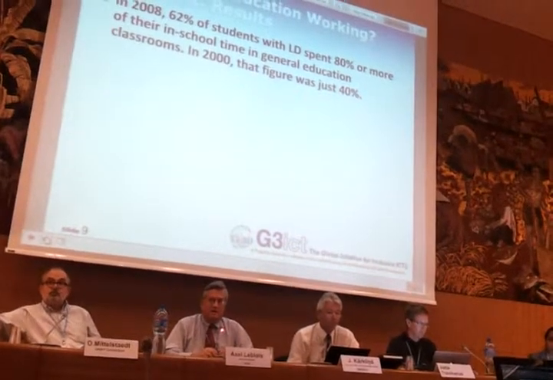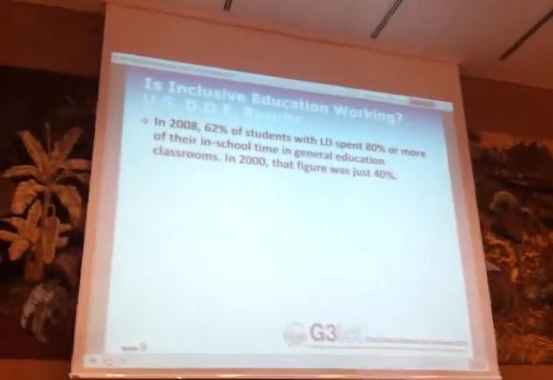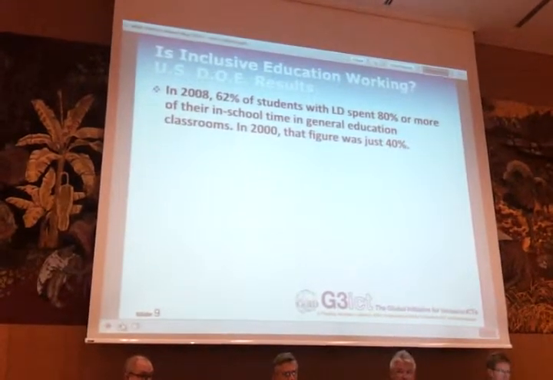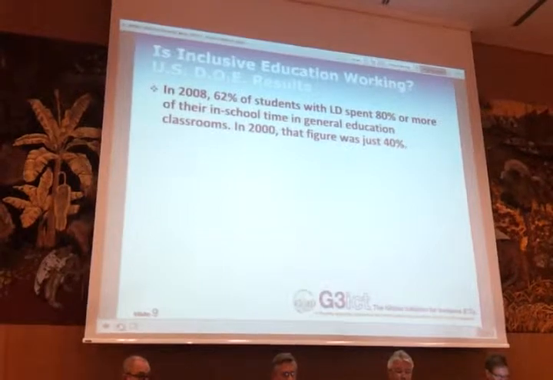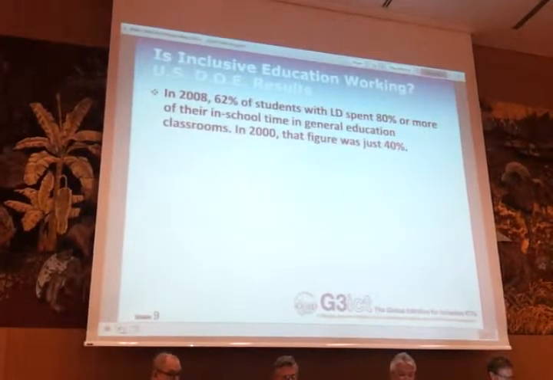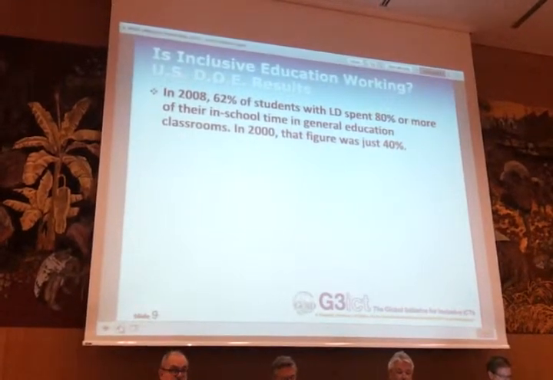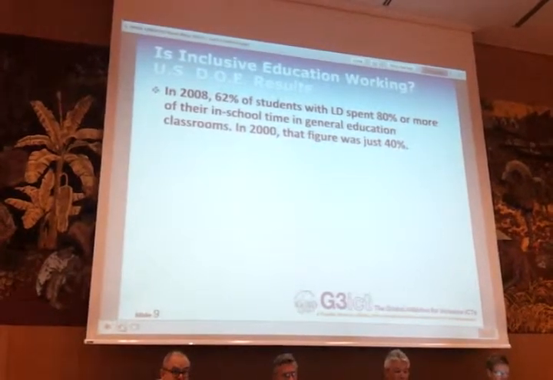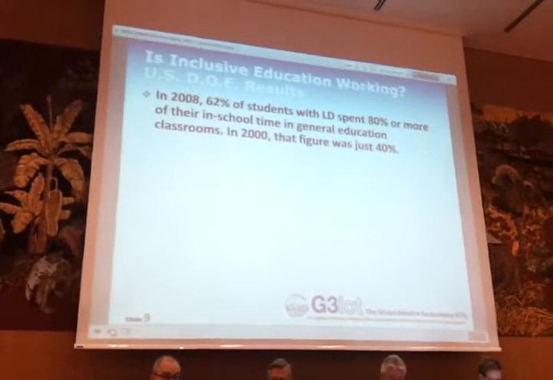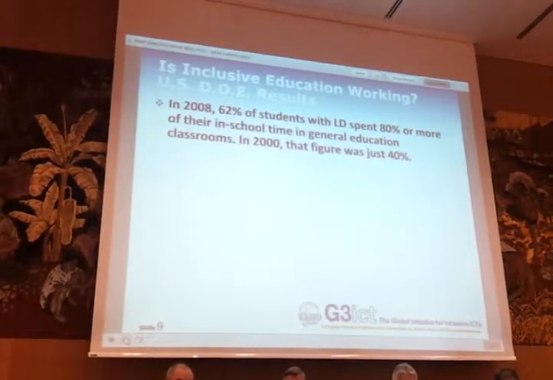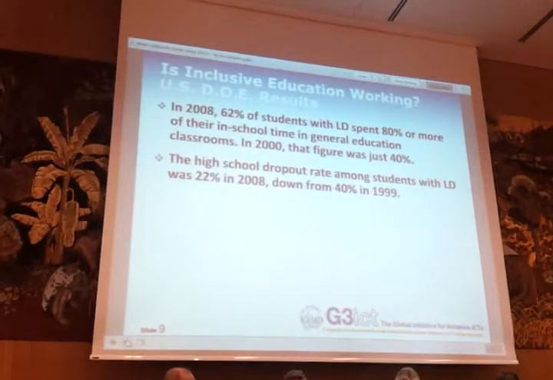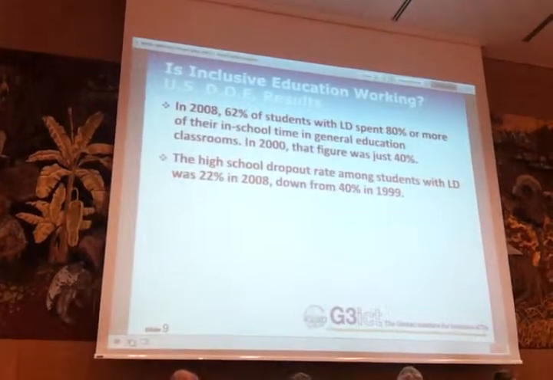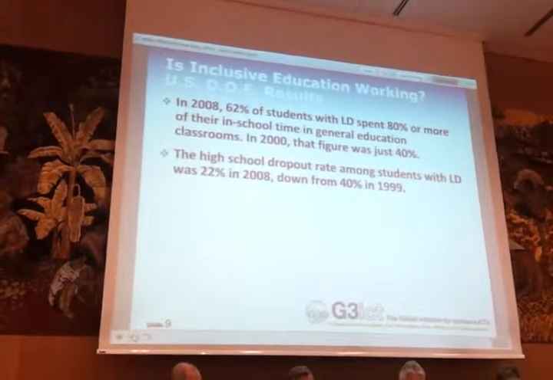Again, let's look at some of the statistics that the Department of Education publishes in the US. In 2008, 62% of students with learning disabilities spent 80% or more of their in-school time in general education classrooms. In 2000, that was just 40%. So in other terms, 10 years ago, less than half of the students with disabilities were in general classrooms. Today it's 60%. It's progressing quite well.